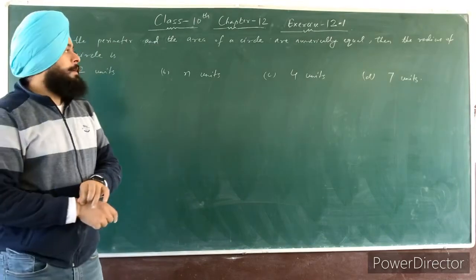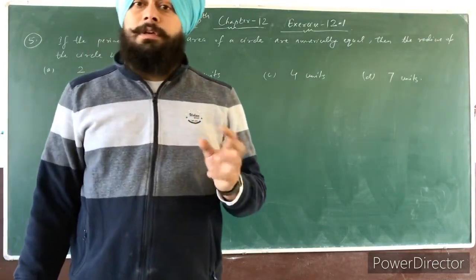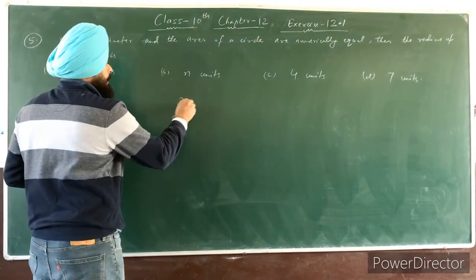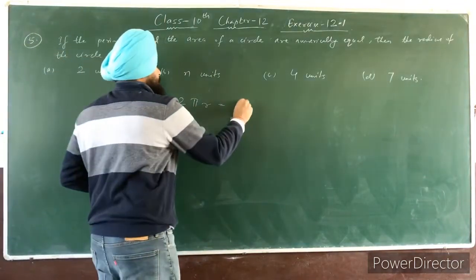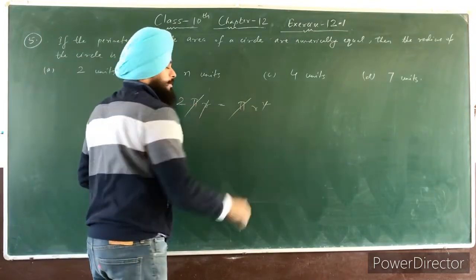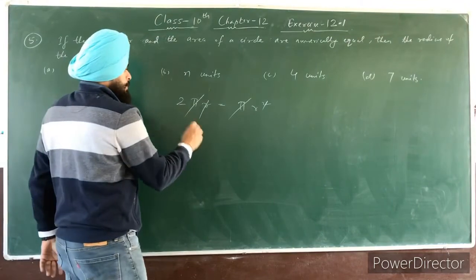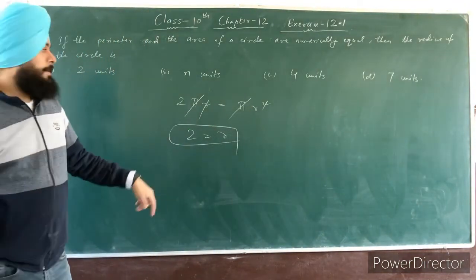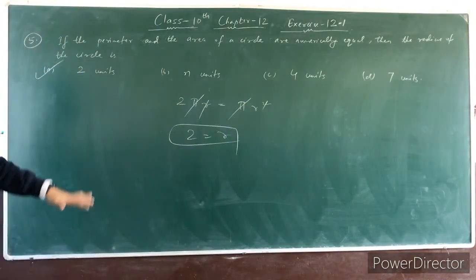So it means the numerical value of area and the perimeter of a circle is given equal. So what is the perimeter of circle? It is 2 pi r, and the area of circle is pi r square. So you can cancel pi and one r also, because radius of a circle should be same. So 2 is equal to r. It means radius of circle is 2 units. So our option is first. Clear? So this is your last question number 5th.